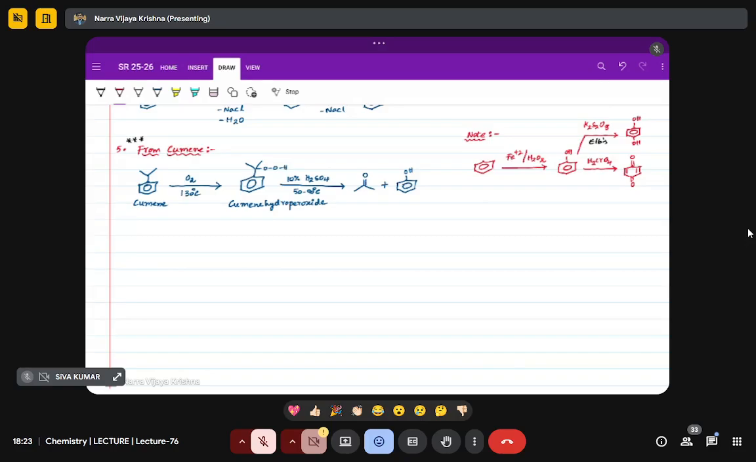So from benzene also, by using Fenton's reagent, we can form phenol. This is called Fenton's reagent, right? So these are different methods of preparation of phenols. So all methods of preparation of phenols are over.